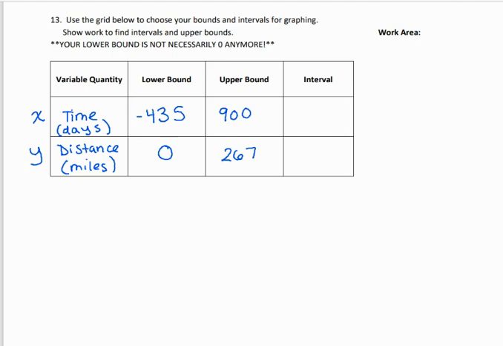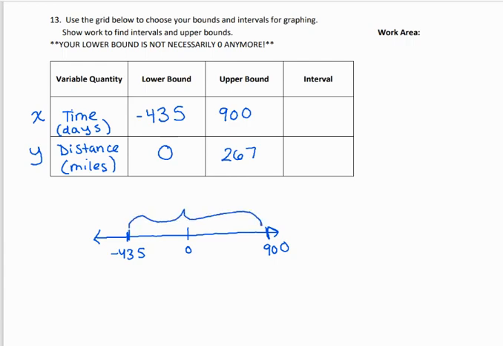I'm just going to show you this on a number line. If this is 0 right here, I'm actually starting way over here at negative 435. And I'm going all the way to 900. You don't necessarily need to copy this right now. I'm just explaining it. So that total distance is not 900 units. The total distance is this whole part. How many units is that?